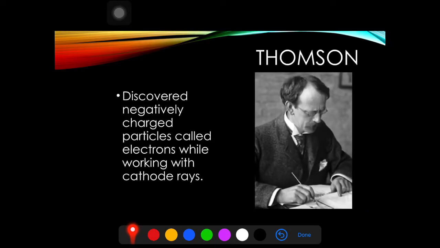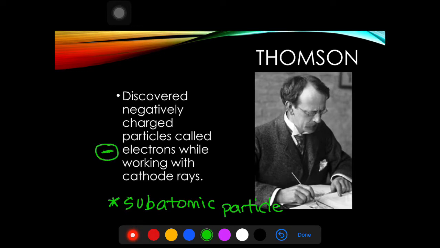The next person that we're going to talk about is J.J. Thompson, and J.J. Thompson discovered negatively charged particles called electrons. And he was the first person to suggest the existence of what's called a subatomic particle. A subatomic particle is just a particle that is below the atom level. And his subatomic particle, of course, was the electron. It has a negative charge. And he discovered these by working with cathode rays.